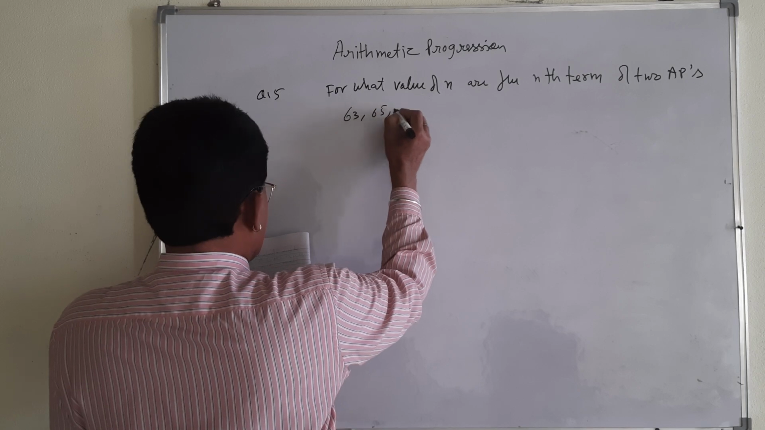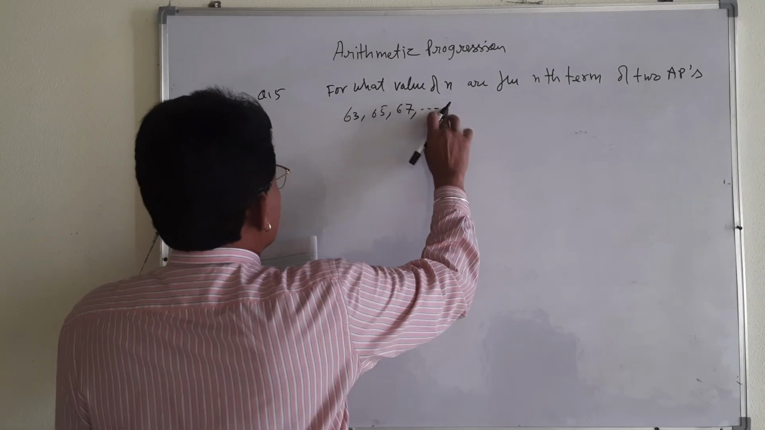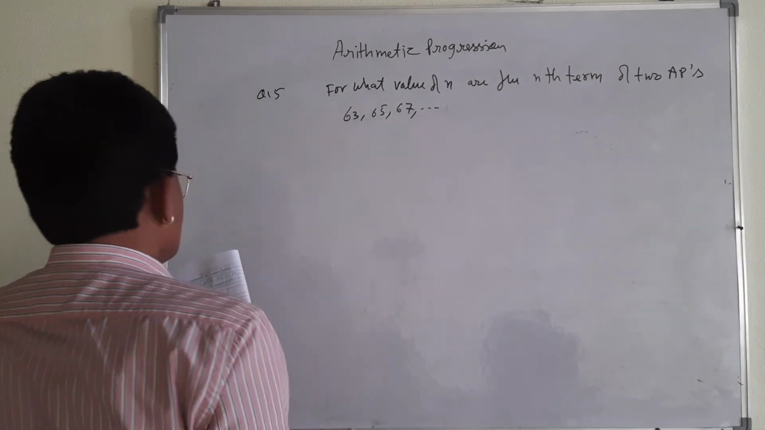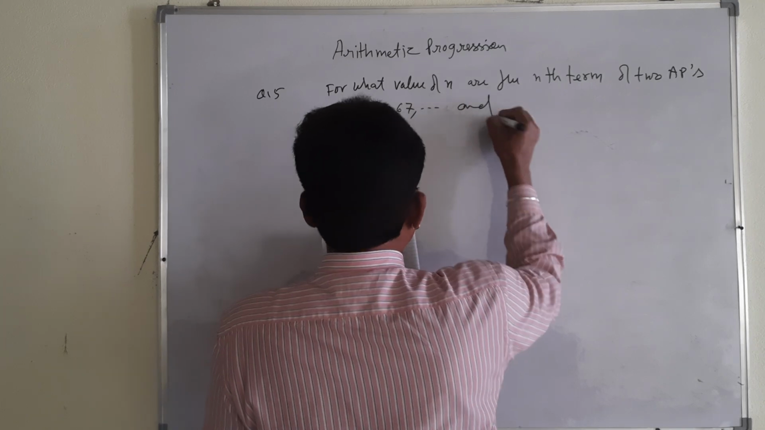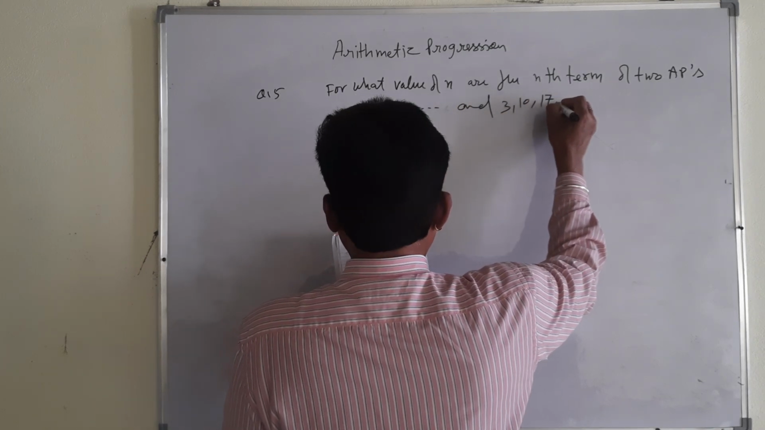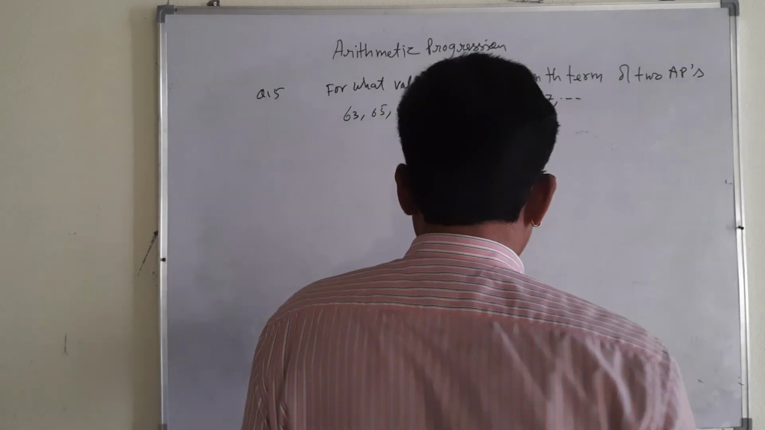63, 65, 67. Automatically you understand what will be the common difference. You see, there is the difference 2. 2 will be the common difference for the first AP. Second AP, what is the second AP? 3, 10 and 17. These are equal.